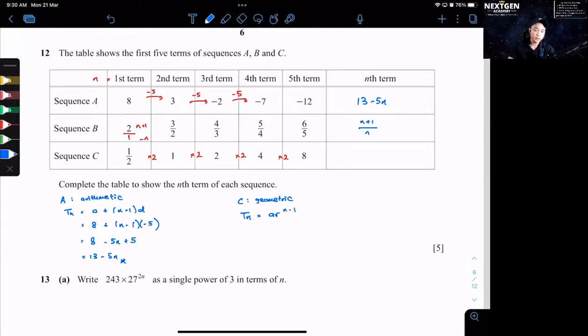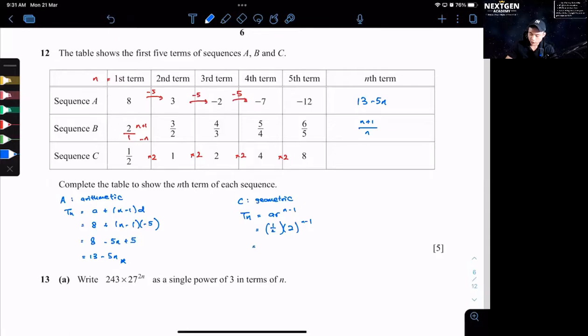A plus n minus 1 d and AR to the power of n minus 1. So A here will be your first term, 1 over 2. R will be the common ratio. So that means it multiplies by how much? In this case, it's 2. So 2 to the power of n minus 1.